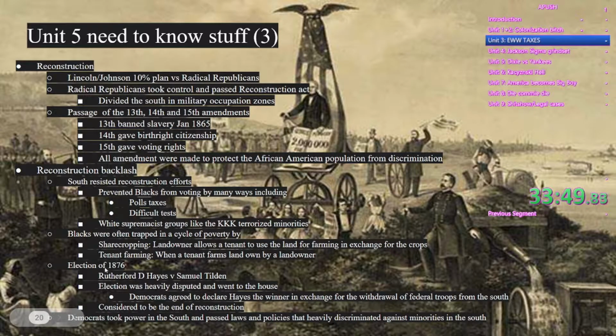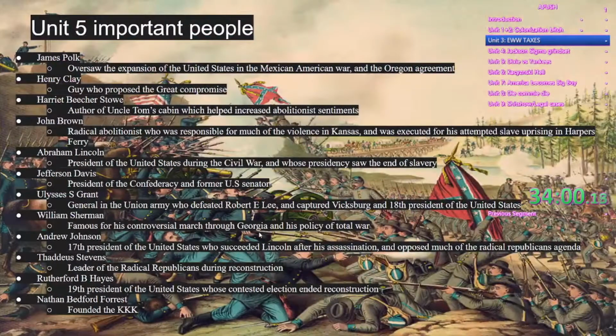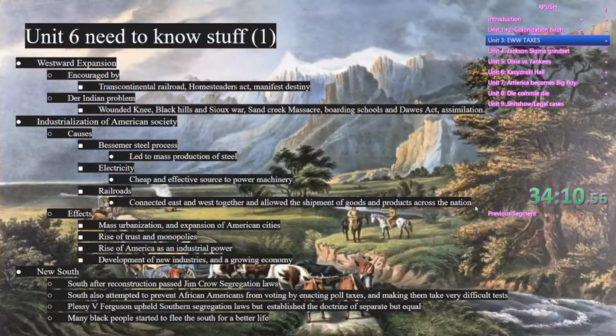Now, for the election of 1876 and the Compromise of 1877, all you need to know is that it ended the era of Reconstruction in the South. So, know these important people for the Civil War. That's Unit 5, and let's move on to Unit 6.